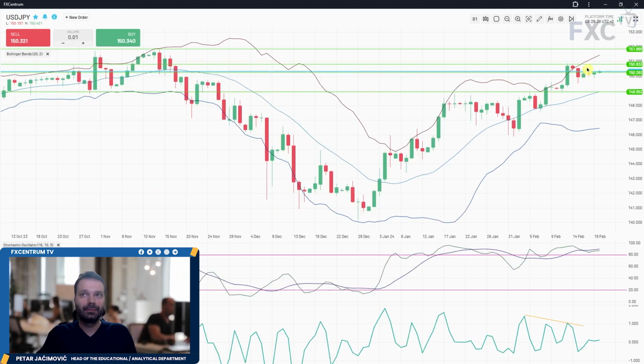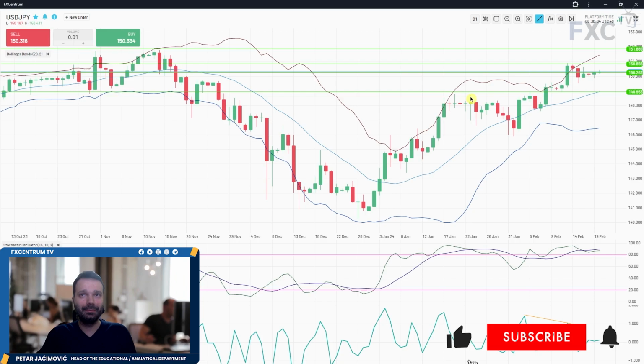And only from my perspective, if the market can trade and hold above 150.85, there is a chance for the retest of 151.89. If that's not the case, and if we still see that the market is struggling to trade and hold above 150.85, then there is a chance for lower prices and for a potential retest of the middle Bollinger Band, the previous swing high area around this 148.85 mark.